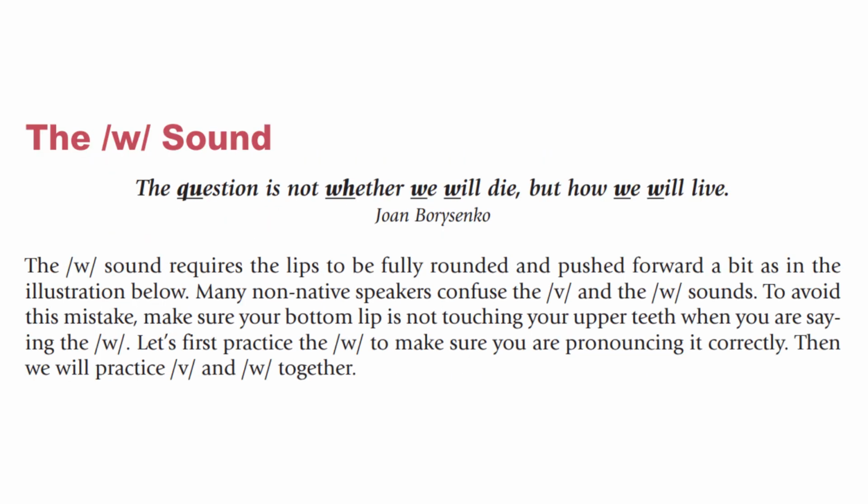The W sound. The W sound requires the lips to be fully rounded and pushed forward a bit. Many non-native speakers confuse the V and the W sounds, V and W. To avoid this mistake, make sure that the bottom lip is not touching your upper teeth when you're saying the W. Let's practice saying the W to make sure you're pronouncing it correctly. Then we'll practice V and W together.